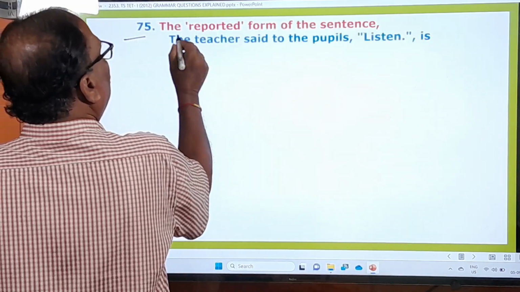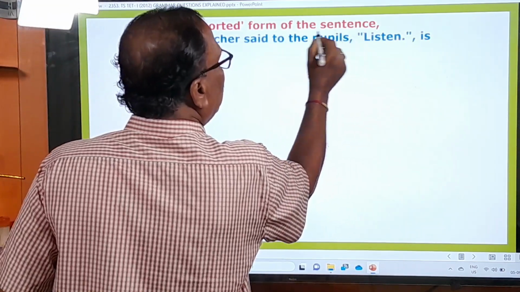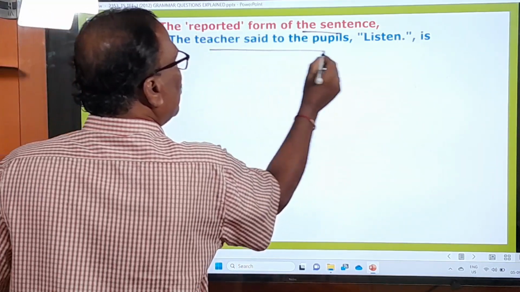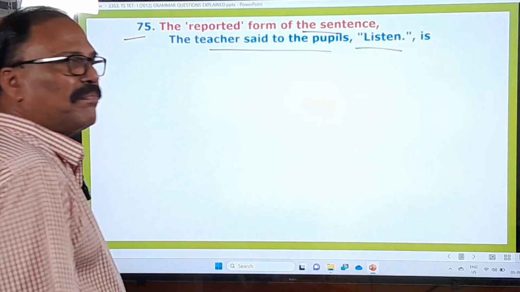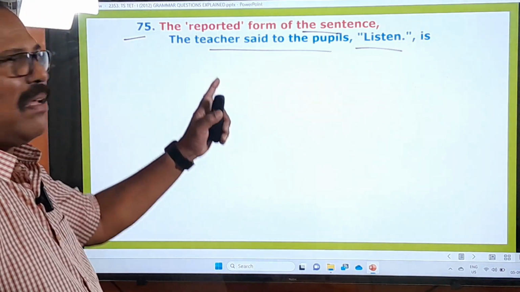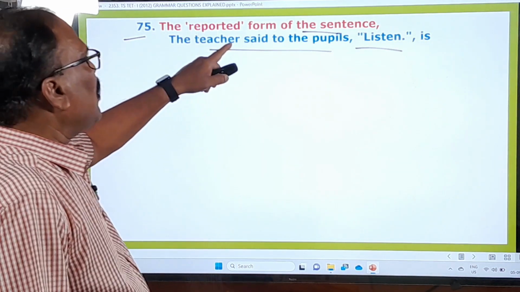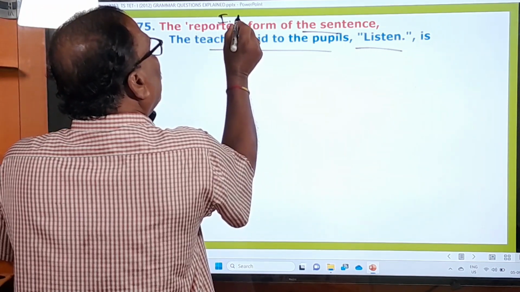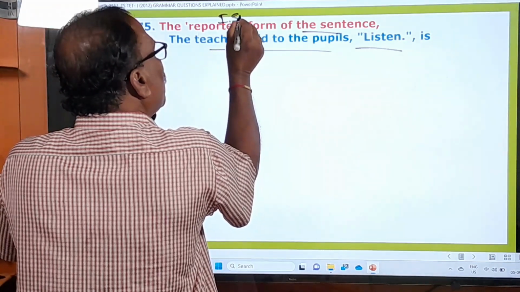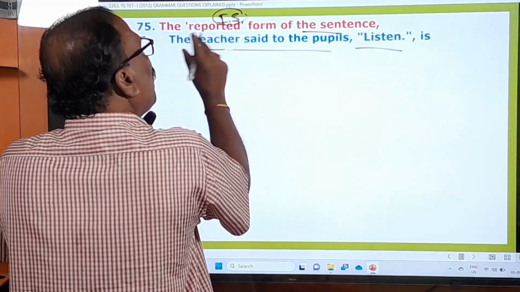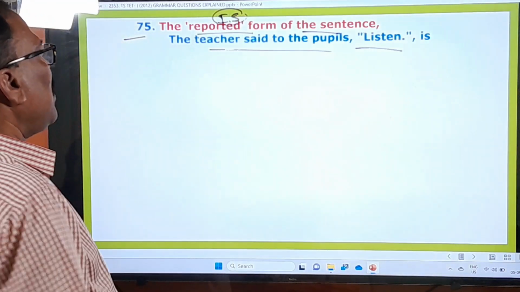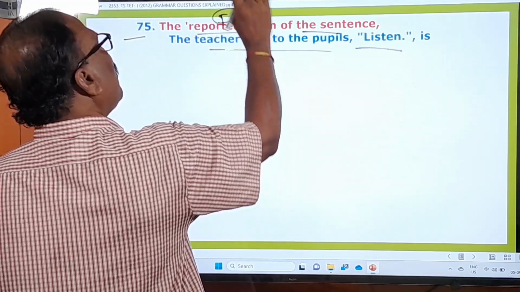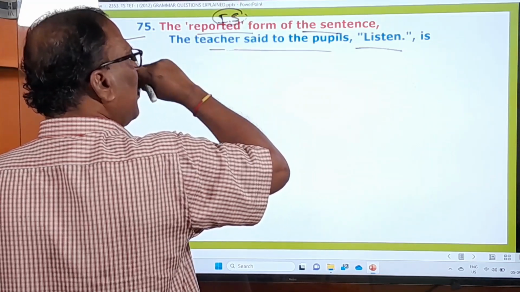Seventy-fifth question. The reported form of the sentence. What is the reported form of the sentence? The teacher said to the pupils, "Listen." This is the question. You have to give the reported form. Reported form, in other words, what is that called? Indirect speech. Reported form means indirect speech.